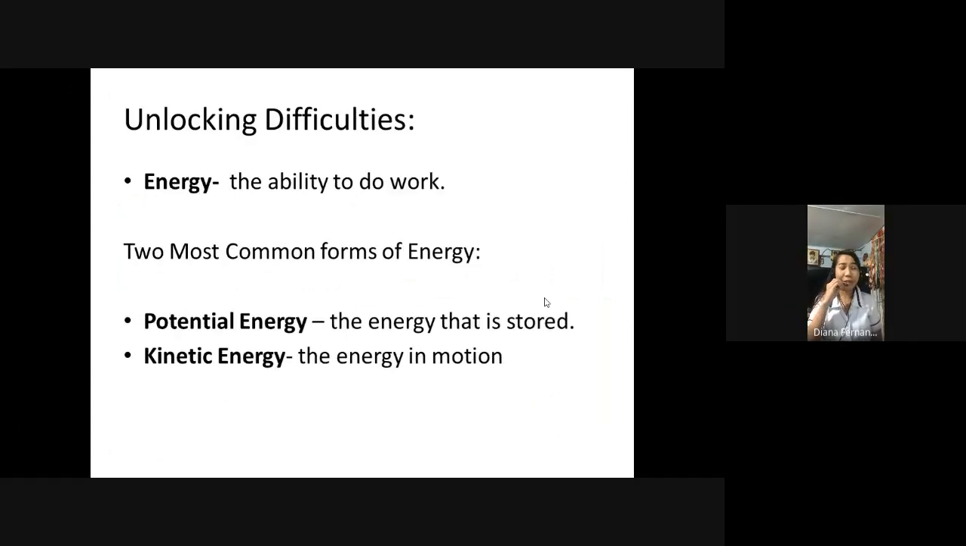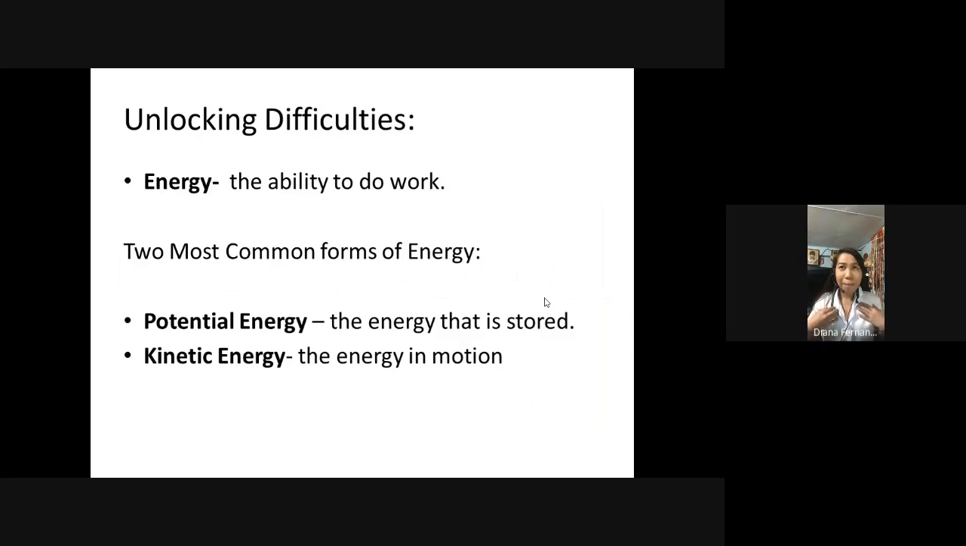But to unlock our difficulties, I would like to give the definitions of the unlocking words na nakita natin kanina, no? So we have energy. What is energy? Energy is the ability to do work.